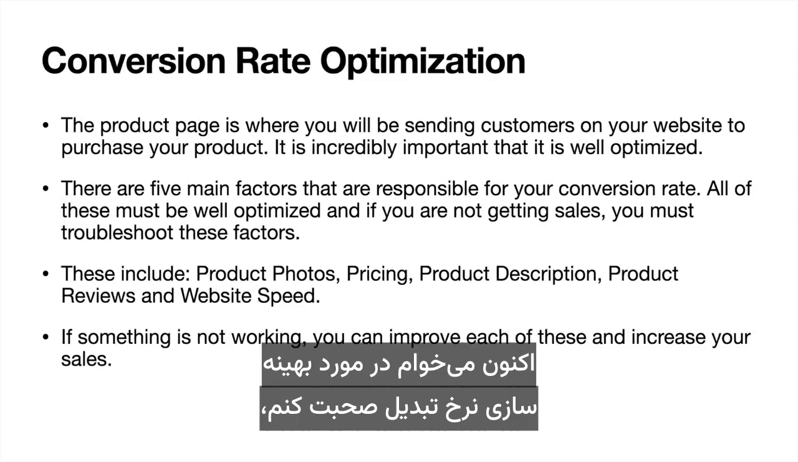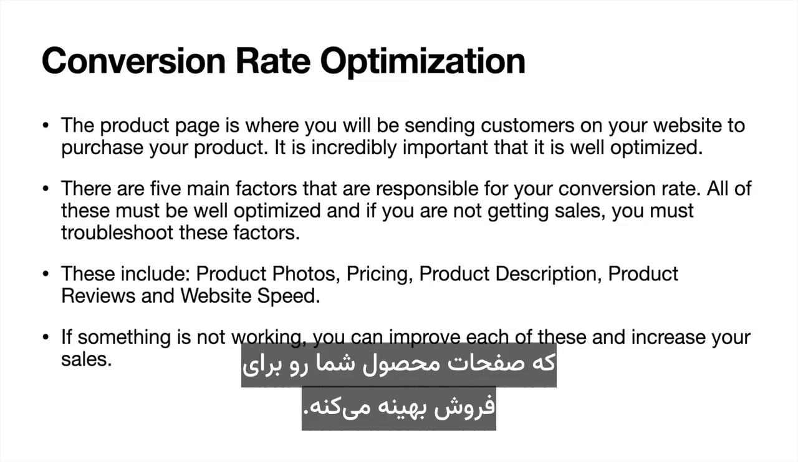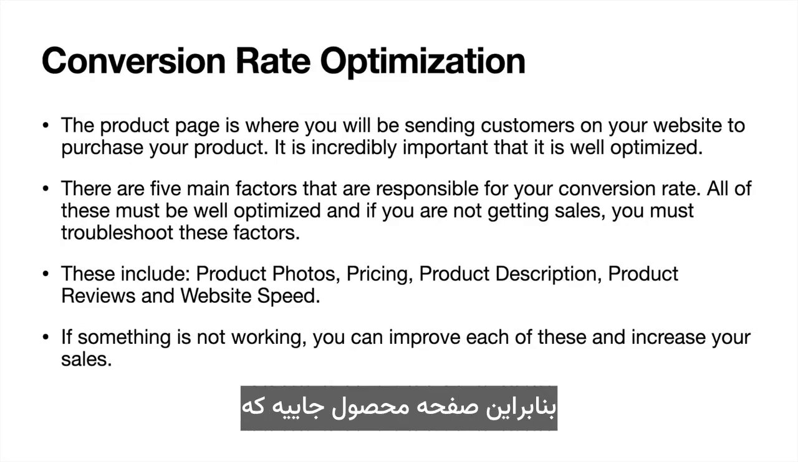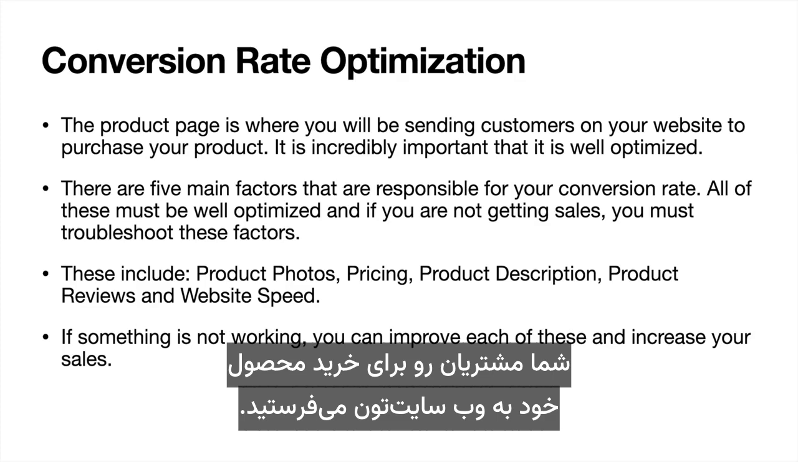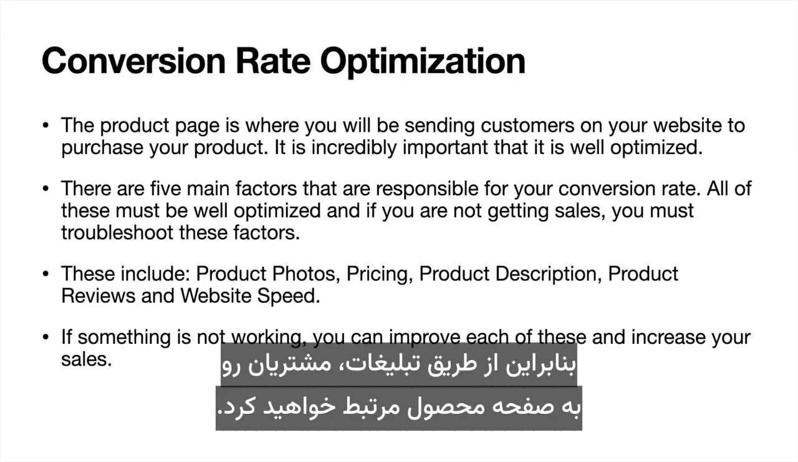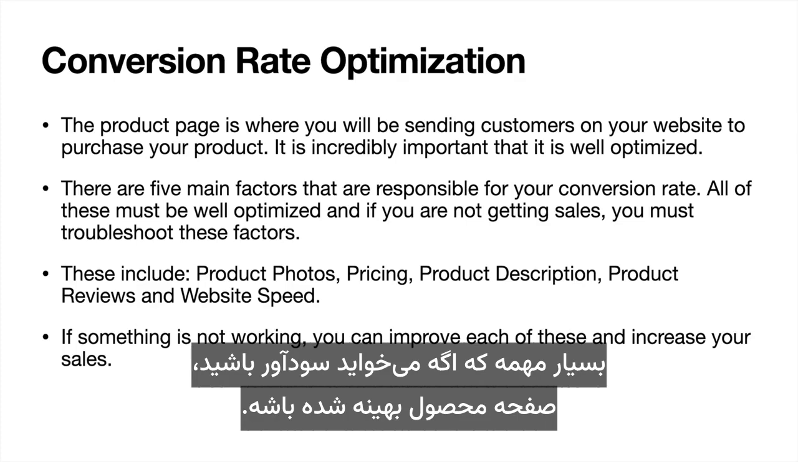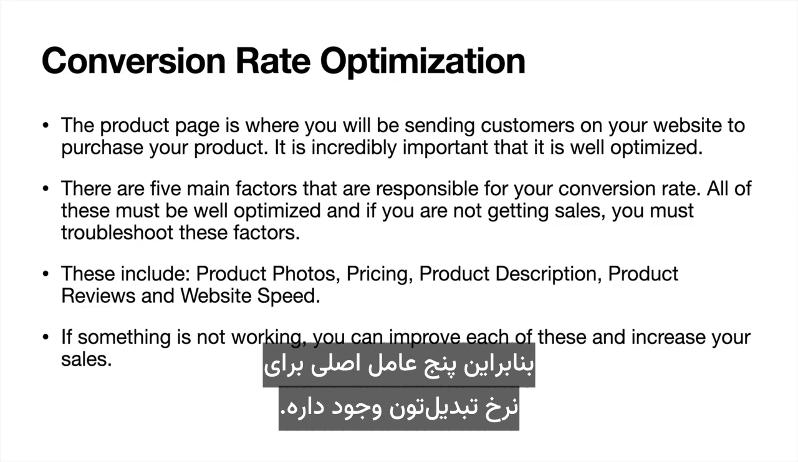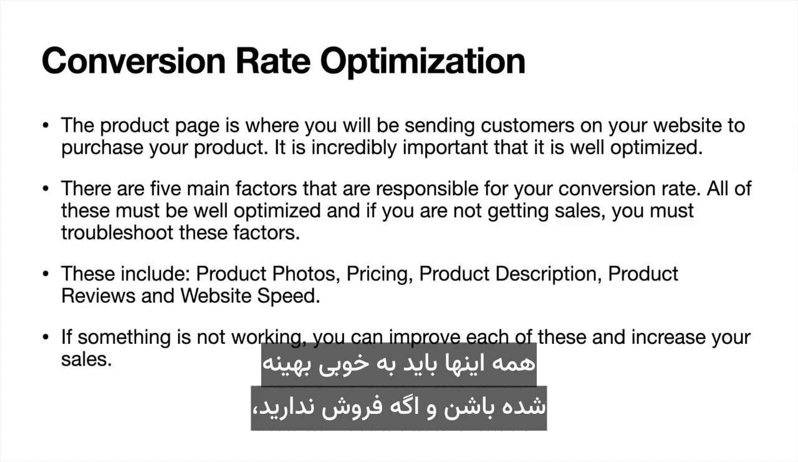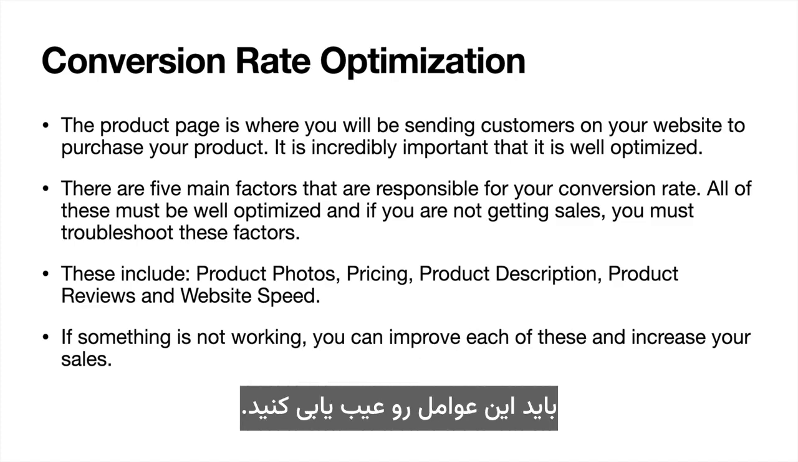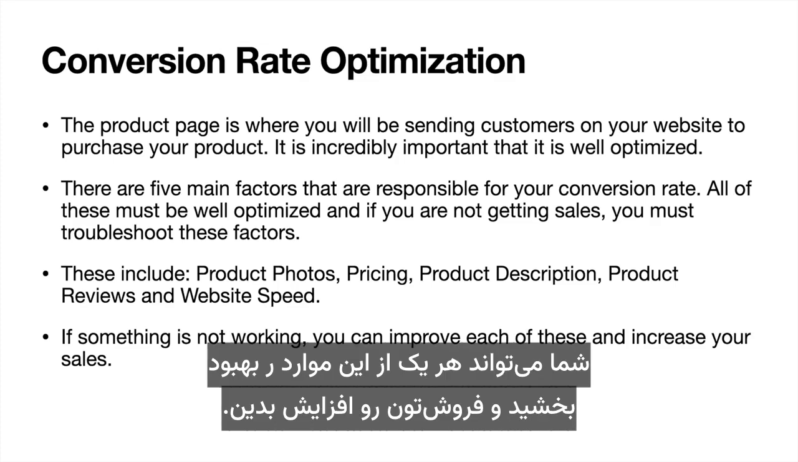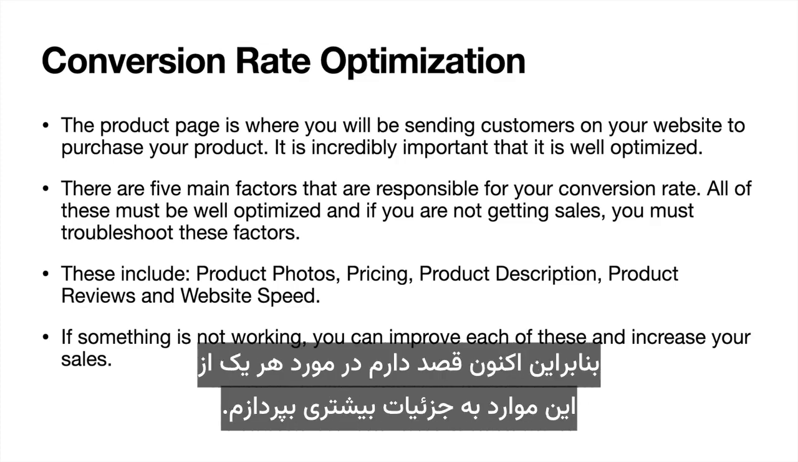So now I'm going to talk about conversion rate optimization, which is optimizing your product pages for sales. So the product page is where you will be sending customers on your website to purchase your product. So from ads, you will be linking customers to the product page. It's incredibly important that the product page is well optimized if you want to be profitable. So there are 5 main factors that are responsible for your conversion rate. All of these must be well optimized, and if you are not getting sales, you must troubleshoot these factors. So these factors include product photos, product pricing, product description, product reviews, and website speed. If something is not working, if your ads are not profitable, you can improve each of these and increase your sales. So now I'm going to go into more detail regarding each of these.